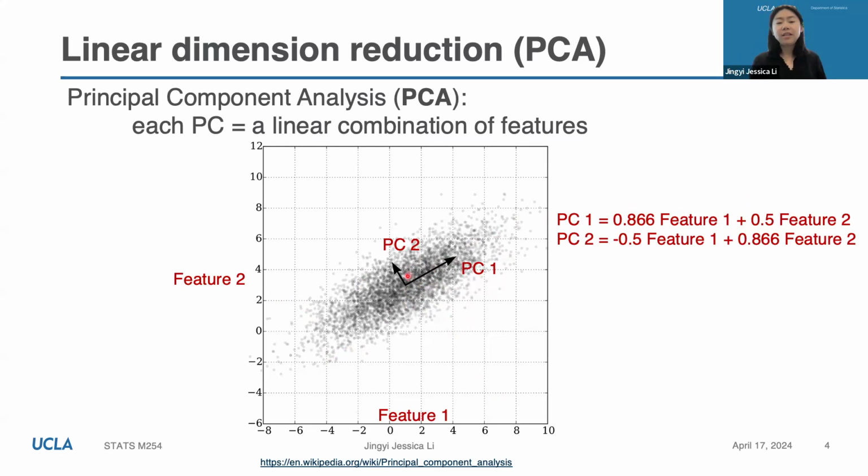You will basically see that if you look at the angle between PC1 and feature 1, the angle is smaller than the angle between PC1 and feature 2, which means that PC1 itself has stronger correlation with feature 1. And this is reflected in the larger weight.